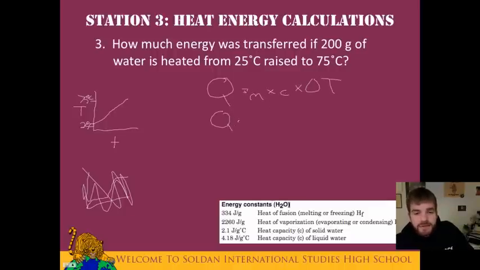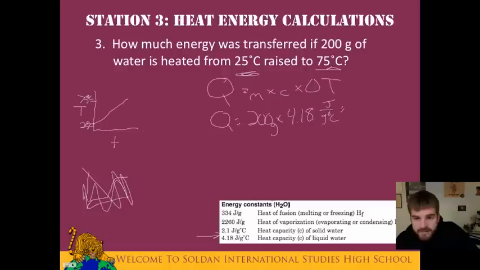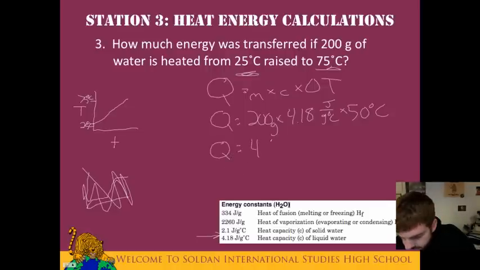Mass here is 200 grams. We are a liquid because we're at 25 to 75 degrees Celsius. So we're going to use this 4.18 value, 4.18 joules per gram degrees Celsius, times delta T, which goes from 25 to 75, which is 50 degrees Celsius. 200 times 4.18 times 50. My calculator says this.